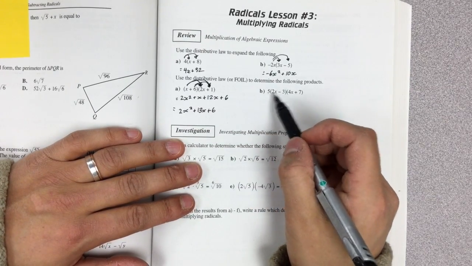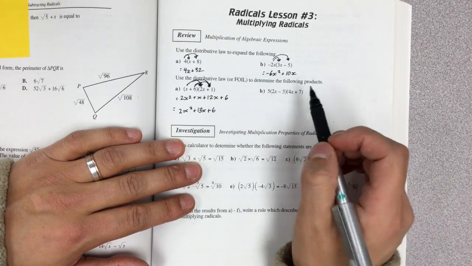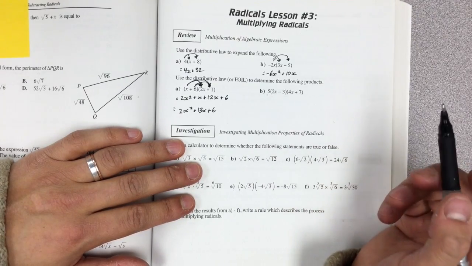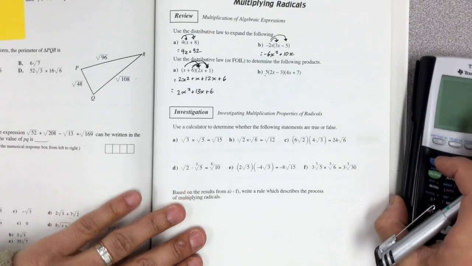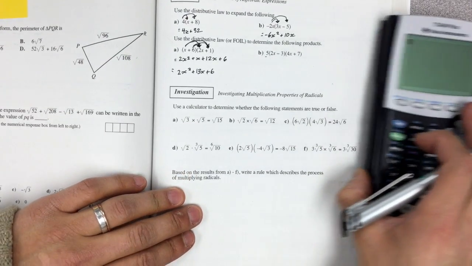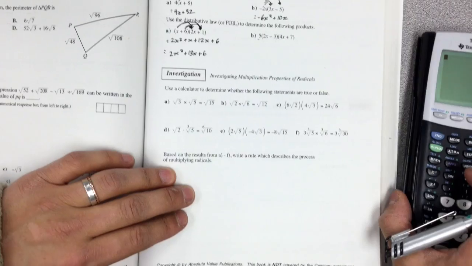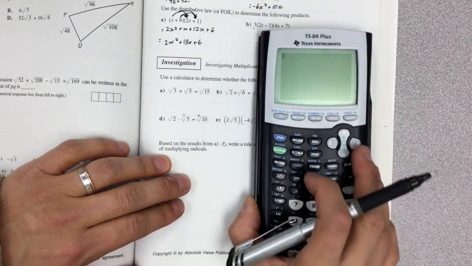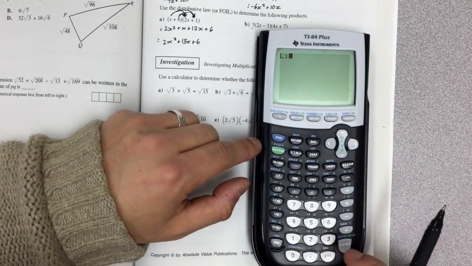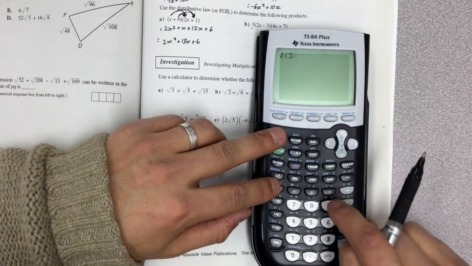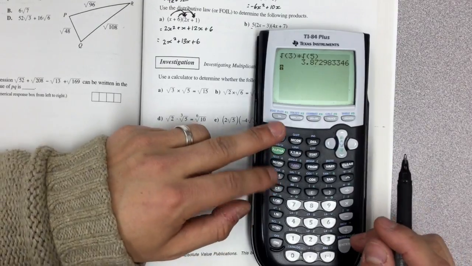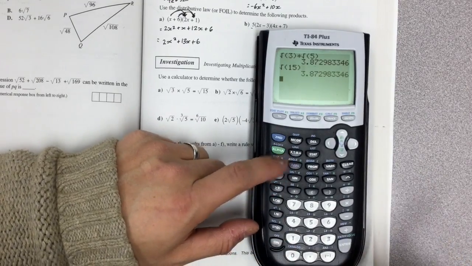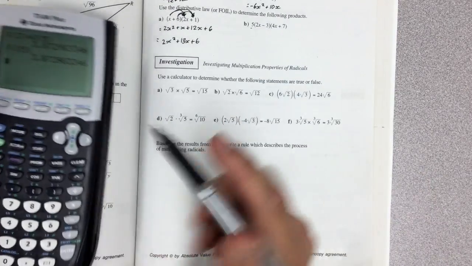This example here is the exact same thing, but I have one extra term that I need to deal with. So in this investigation, what we want to do is use a calculator to determine whether the following statements are true or false. If I have the square root of 3 times the square root of 5, I want to know if this is equal to the square root of 15. The answer is yes, it is. So this is true.